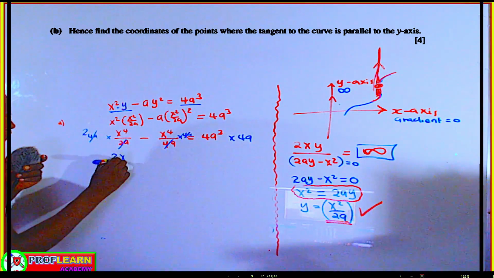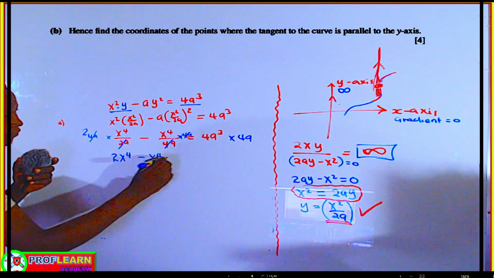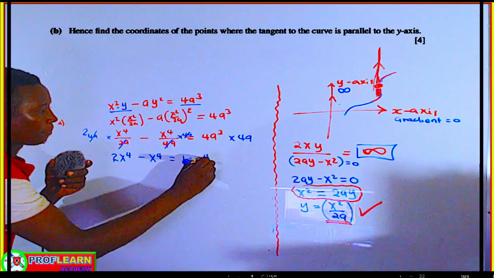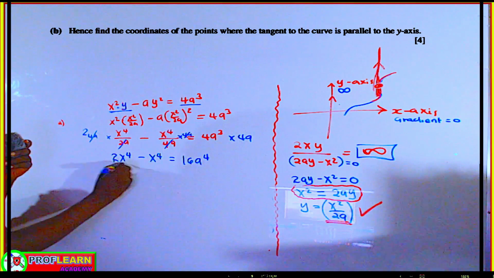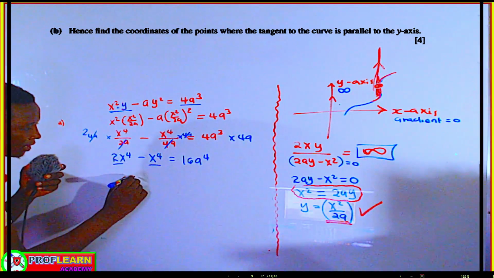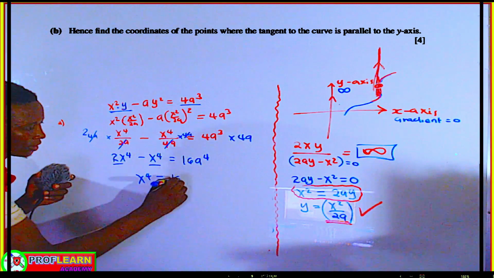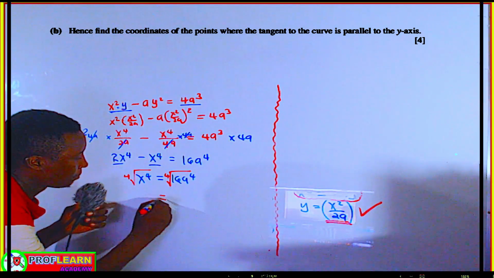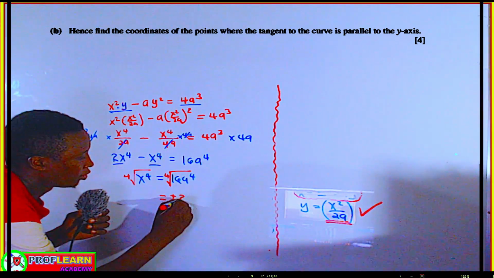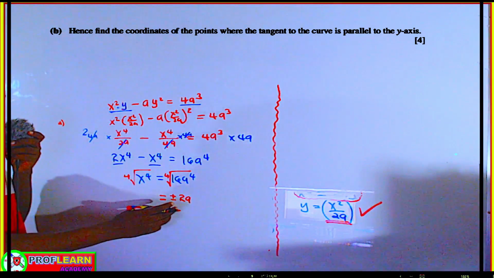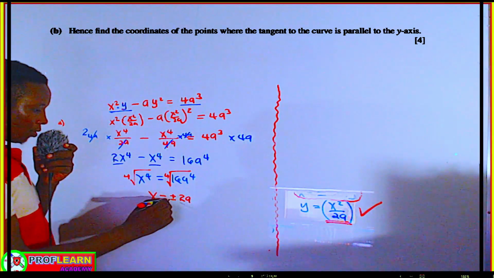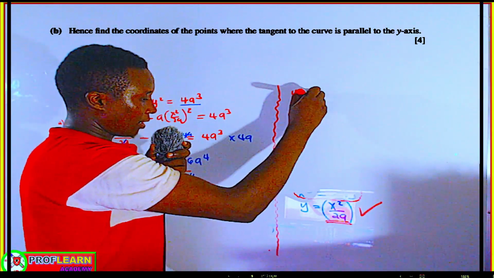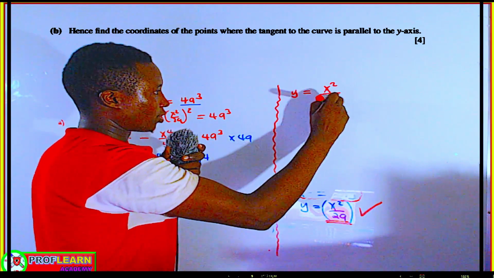So we shall have 2x power 4 minus x power 4 equals 16a power 4. This simplifies, and we shall have x power 4 equals 16a power 4. That gives x equals plus or minus 2a. But remember we had said our y is equal to x squared over 2a.